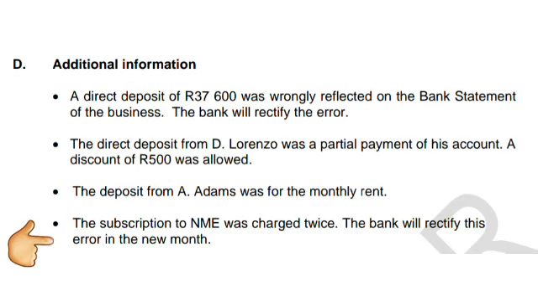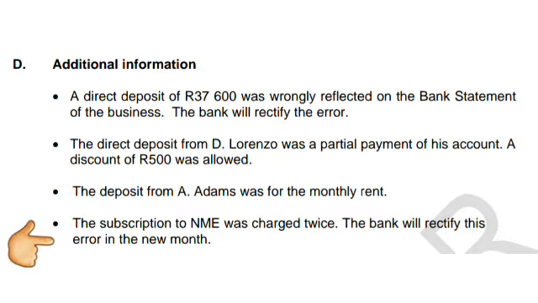And then similarly, I have a subscription right at the bottom there from NME monthly online magazine subscription. They charged it twice. The first one, I recorded in my CPJ because that's the subscription value I was supposed to pay. But the second one is the one that they're speaking of in the last bullet there, when they're saying the subscription to NME was charged twice. So this is the second one. The bank will rectify this error next month.